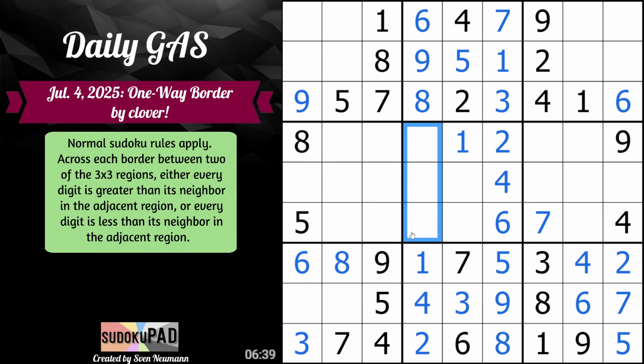3, 5, 7. 2, 3, 5, 7. Second. It'll be 2, 3, one of these two cells. The 5, 7. That means the 3, 5, and then the 6, 7.